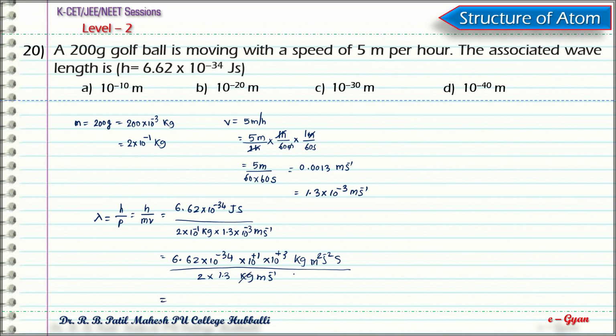Upon simplification, kg gets cancelled, one meter gets cancelled, per second and per second square get cancelled, which equals 6.62 into 10 to the power minus 34 plus 4, which is minus 30 meters, divided by 2.6. Upon simplification, the lambda value we get is around 2.5 into 10 to the power minus 30 meters. The answer we need is the 10th power, that is 10 to the power minus 30. Question number 20, option C, 10 to the power minus 30 meters.